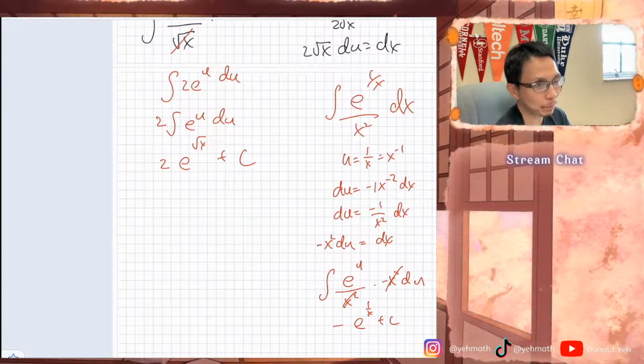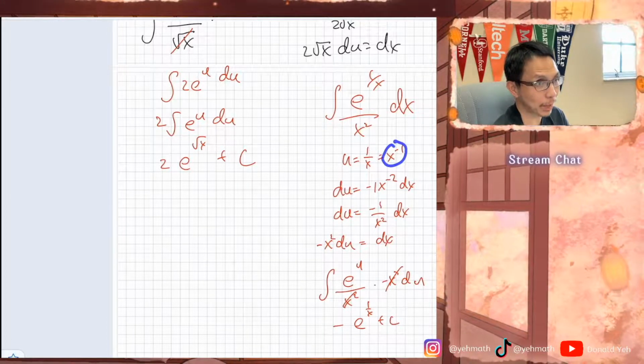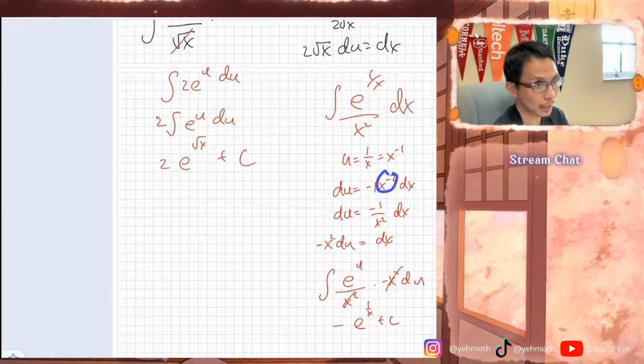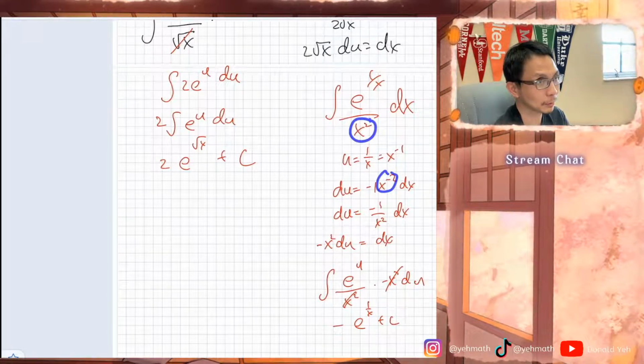But do you see the pattern? x to the negative 1 power, the derivative of this one is going to be negative 2 power. I see it, yeah. And the negative 2 power is right here. It would cancel with this one perfectly.